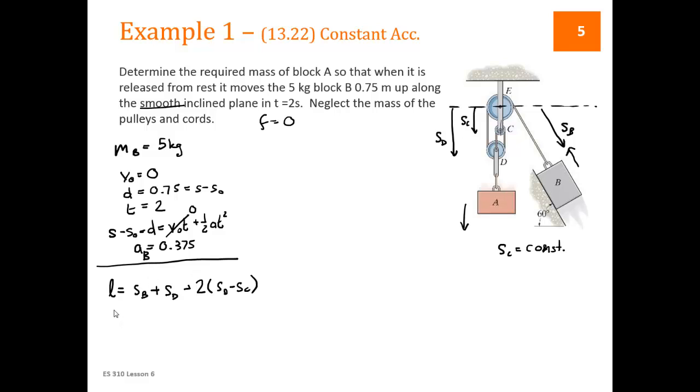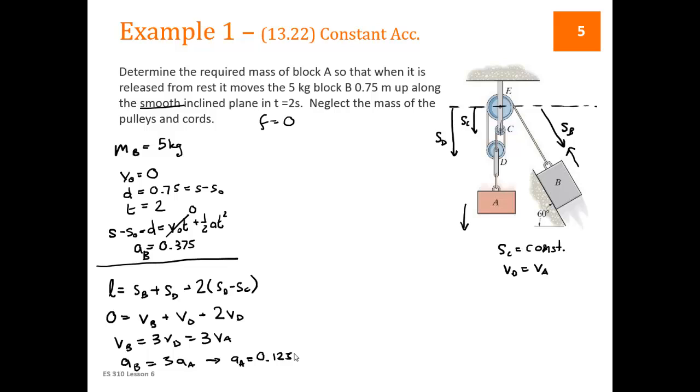Alright, so if we take the derivatives, the length of the rope doesn't change, so that's 0. The change in distance with respect to time is the velocity B plus velocity D plus 2 velocity D, and SC is a constant, so the derivative of it is 0 as well. So we get that VB is equal to 3VD, and VD is equal to VA. I like A better because we're talking about A, the block A. So this is 3VA. So accelerations are another derivative. So the acceleration of B is equal to 3 times the acceleration of A. If we know the acceleration of B is 0.375, then the acceleration of A is 0.125.